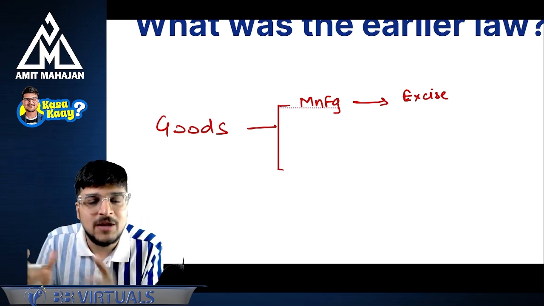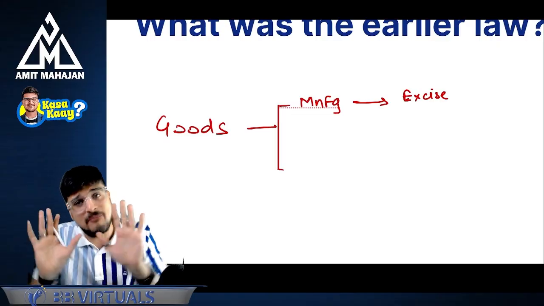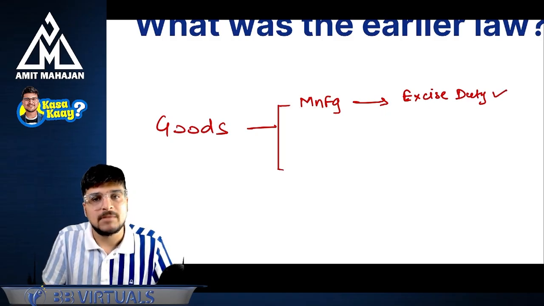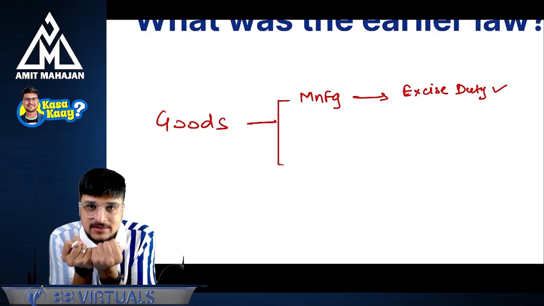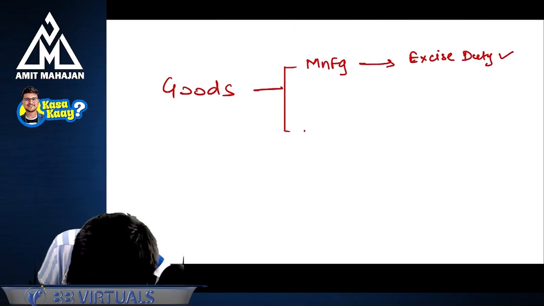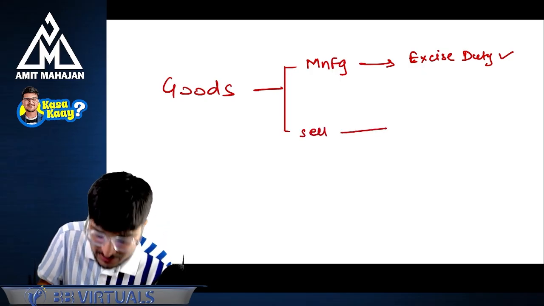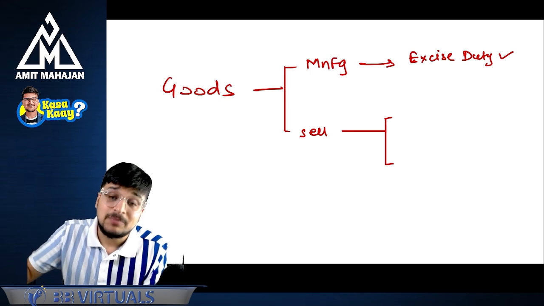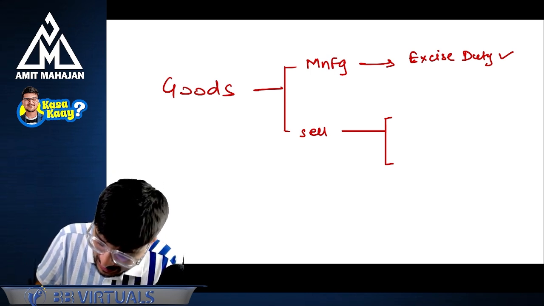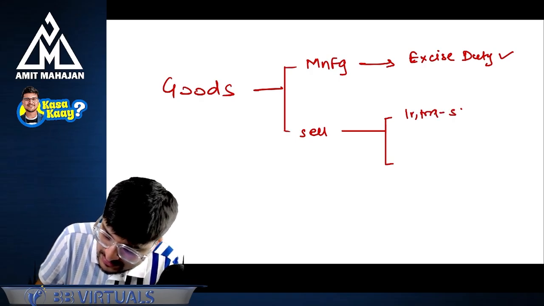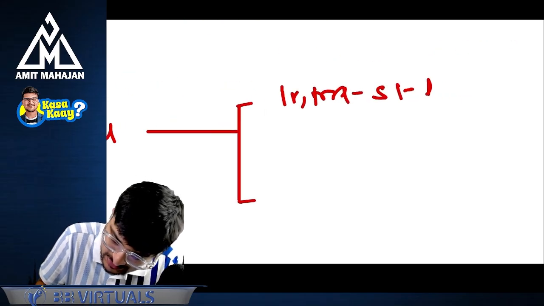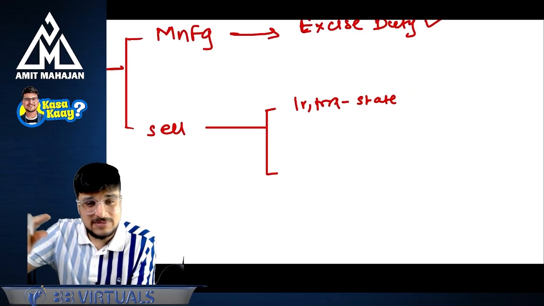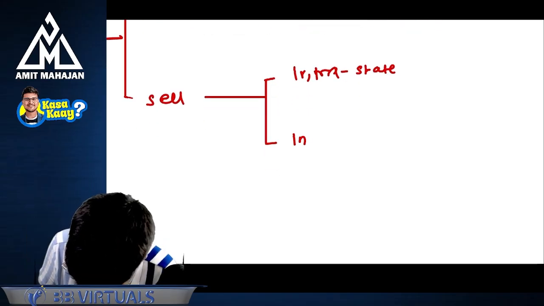Sir, I did not sell. Does not matter whether you have sold those goods or not. Since you have manufactured those goods, khel khatam, which means you will have to pay excise duty. Understanding? Next point. Once I have manufactured these goods, of course, I'll have to sell these goods. Whenever I sell these goods, I will have to see whether I'm selling them interstate or intrastate, that is within the state or outside the state. If I'm selling these goods within the state, I will call that transaction an intrastate transaction. And if I'm selling the goods in a different state, I will call that transaction an interstate transaction.